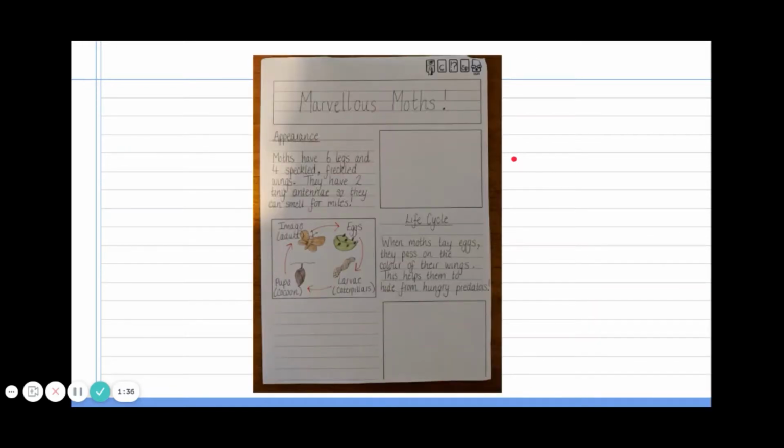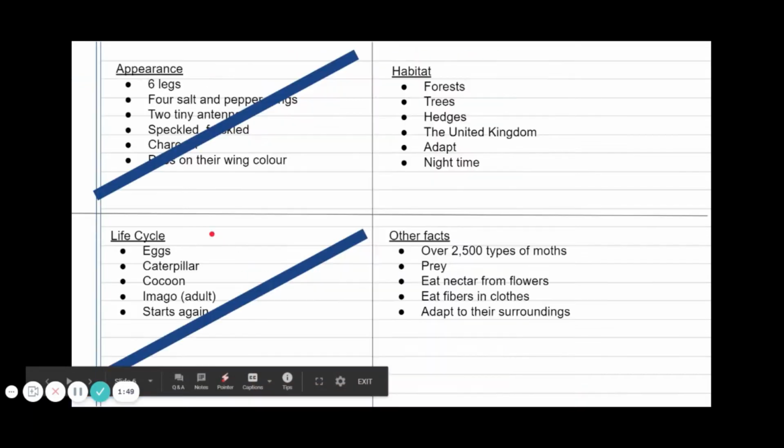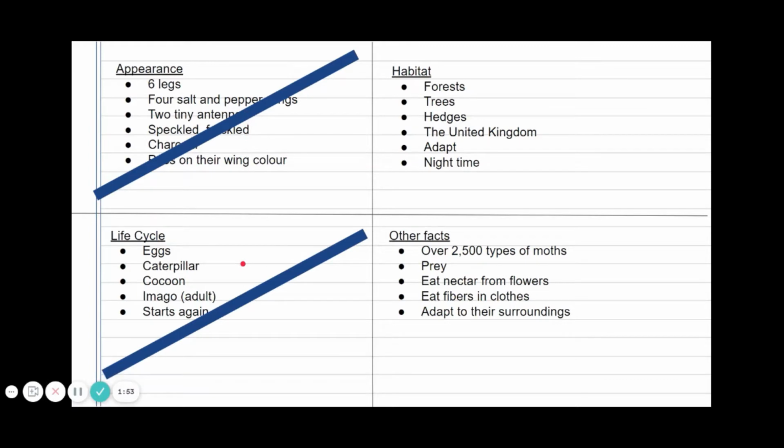Yesterday we started our fact files. We wrote our interesting title, so I chose Marvellous Moths. We wrote our appearance section and our life cycle section, drawing the life cycle as well to show it. That means that we have already written half of our facts. Well done, everybody. So today we will start by writing about the habitat.